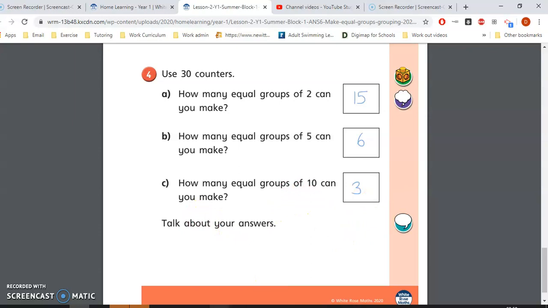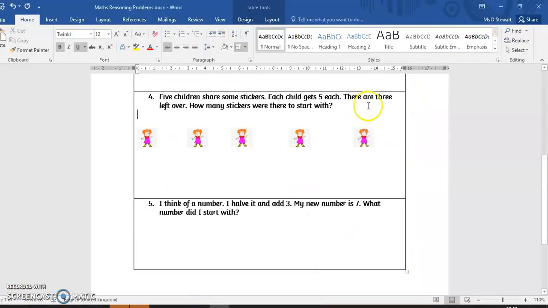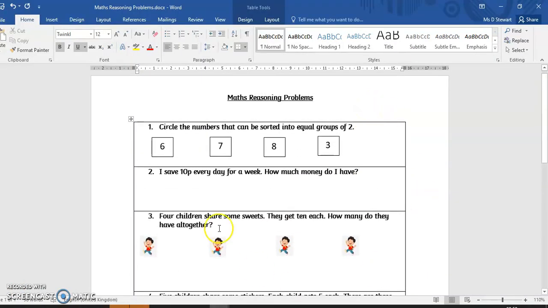Let's have a look at your reasoning problems. So here we're looking at odds and evens. So the even numbers we can sort into pairs. So if you think about it, when we've got an odd number of people in the classroom, there ends up being somebody who can't be with their pair. 6 we can sort into groups of 2, into pairs, and 8. So our 2 even numbers.